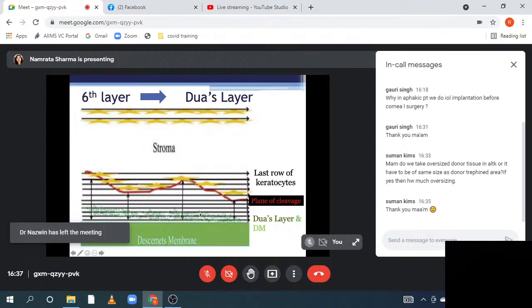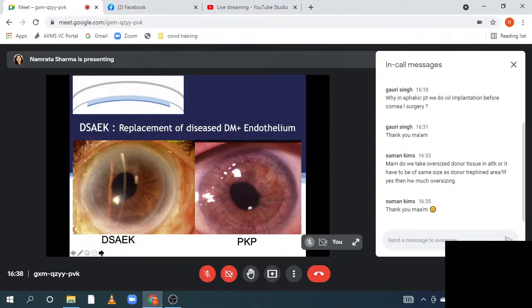Another thing which we need to know is that Dua's layer has completely changed the way we do our corneal transplantation surgeries, whether it is anterior lamellar keratoplasty, a DALK, or it is a PDEK or DMEK. And this is nothing but the condensation of the stromal keratocytes, which is present just above the Descemet's membrane. And so one makes use of this for various types of lamellar procedures. So this is the difference.